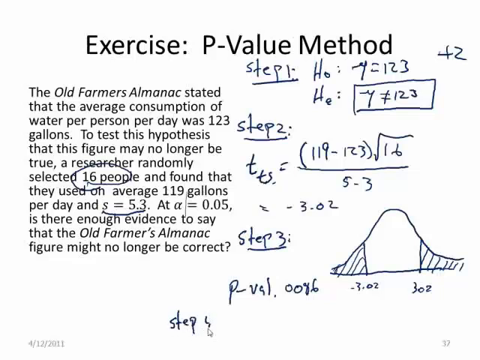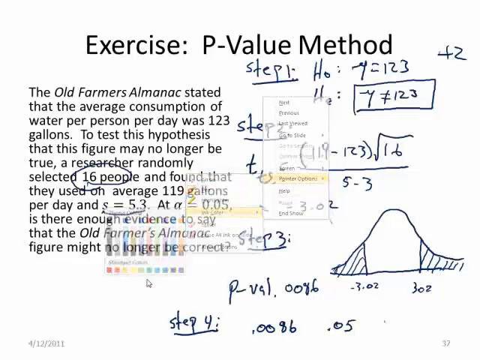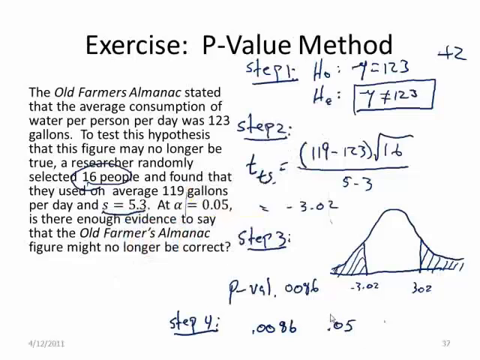And remember, with our p-values, we make our decision by comparing 0.0086 to 0.05. So is 0.0086 going to be greater than or less than 0.05? Less than. So since our p-value is smaller than our alpha level, what is our conclusion? We reject the null hypothesis. So since we're rejecting, we can basically say that the Old Farmer's Almanac is no longer correct. That's basically what we're saying.